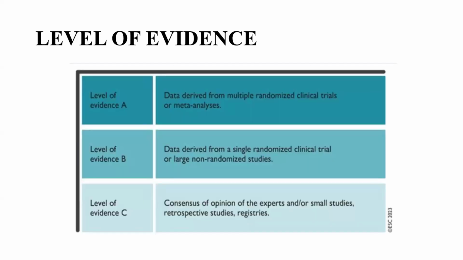And these recommendations are informed by data, and the data is also graded based on the level of evidence: A, B, C. A, data from multiple randomized clinical trials or meta-analyses. B, derived from a single randomized clinical trial or large non-randomized studies. Then C, more of a consensus of opinion of the experts, or small studies, mostly retrospective studies or registries.